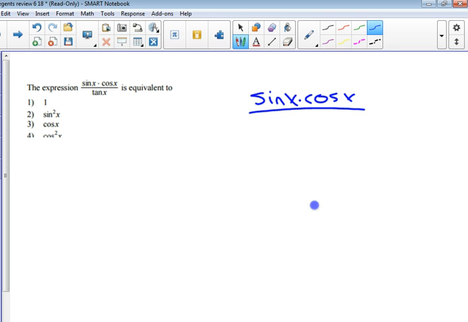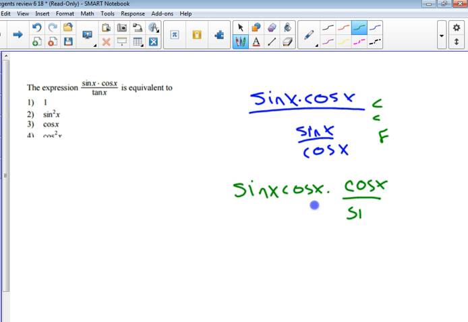So what do you guys want to make tangent? Perfect. Now you have a fraction over another fraction. So do copy, change, flip. So if I take sine x cos x over sine x, cos squared x. Good.